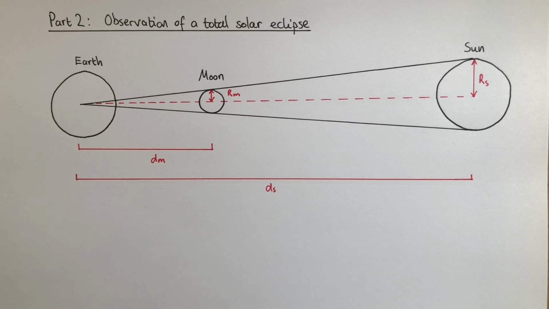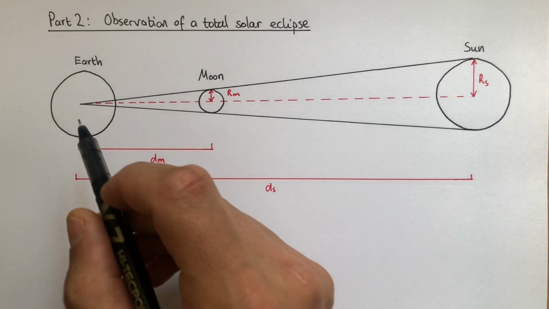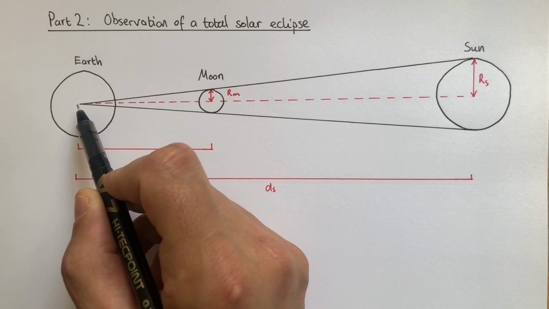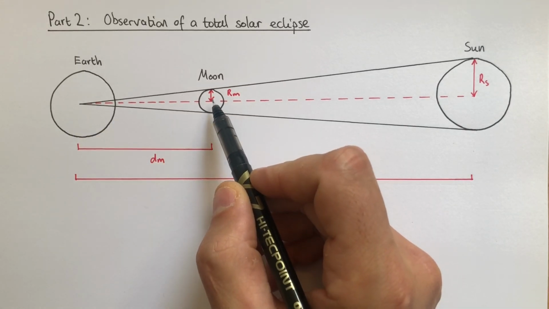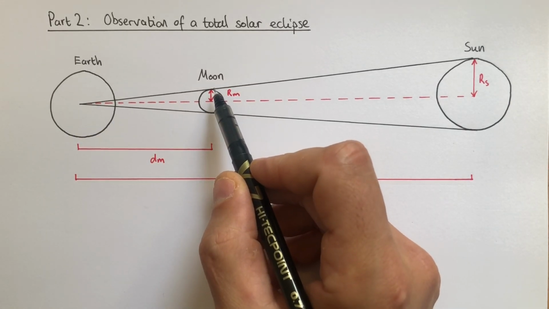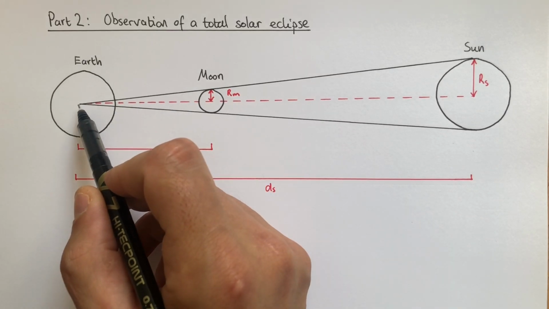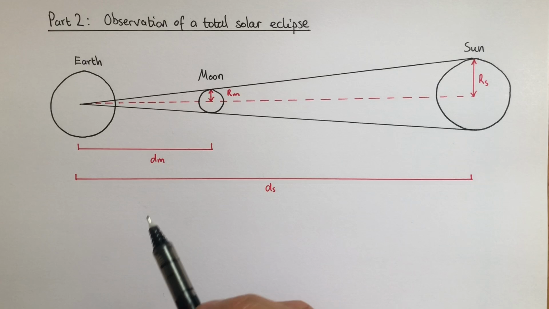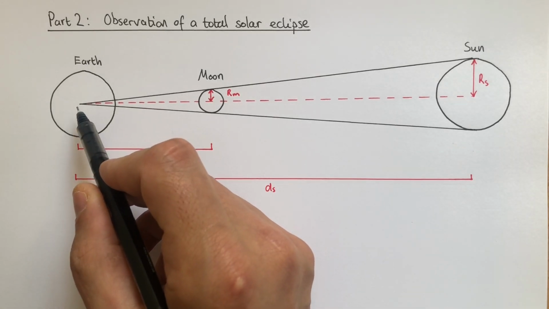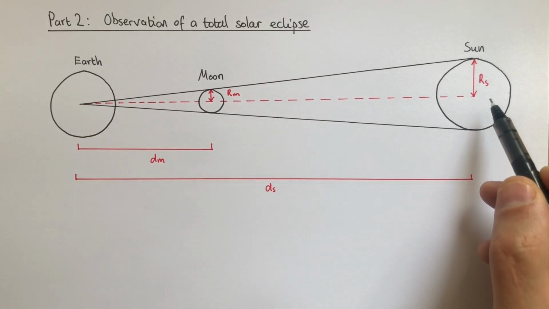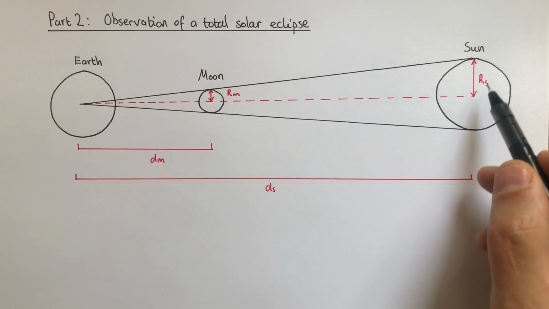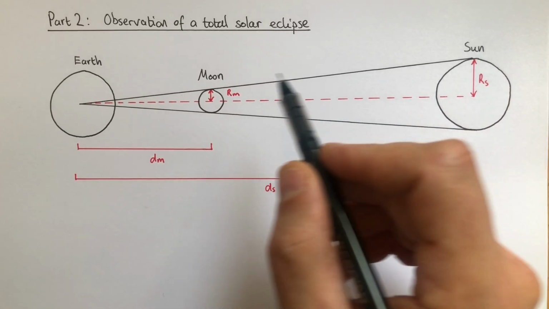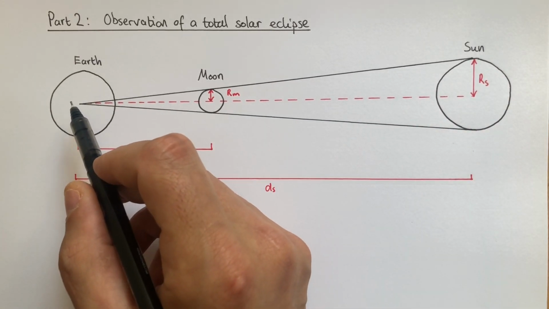I'd like you to pay particular attention to two features of this diagram. The first is the small triangle formed by the lines connecting the centre of the Earth with the centre of the Moon with the edge of the Moon, and the edge of the Moon with the centre of the Earth. This is a right-angled triangle. The second feature is the larger right-angled triangle formed by connecting the centre of the Earth with the centre of the Sun with the edge of the Sun, and the edge of the Sun with the centre of the Earth.